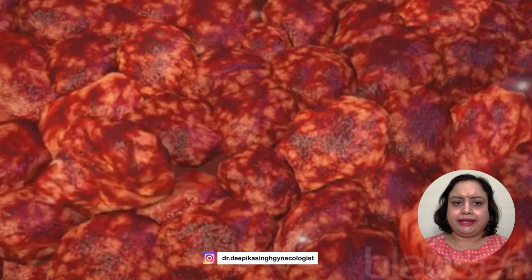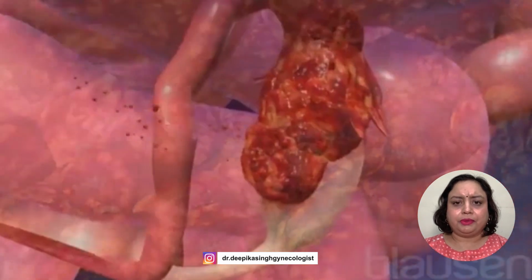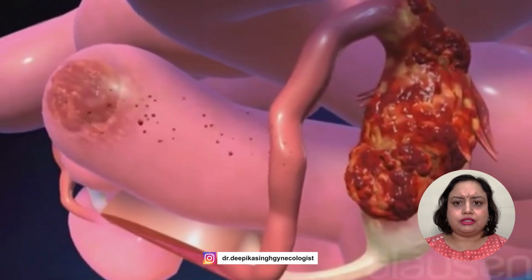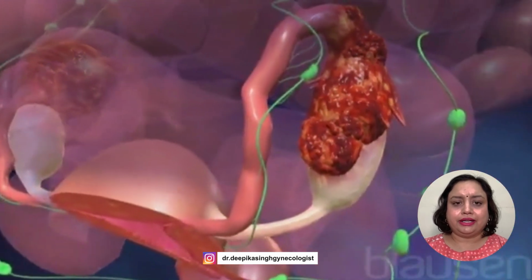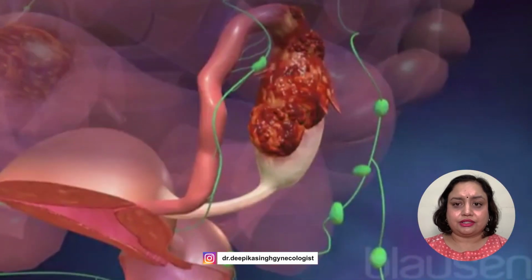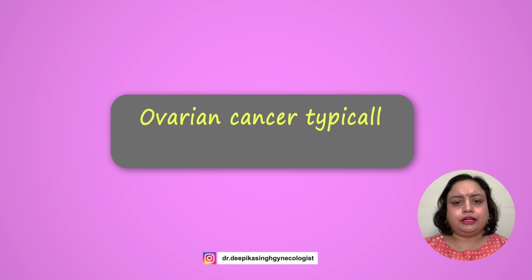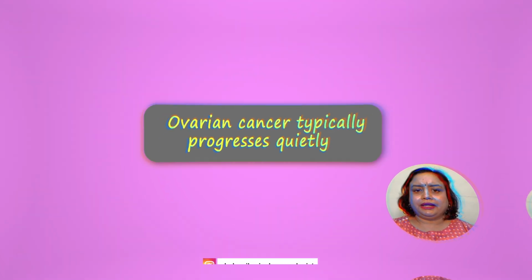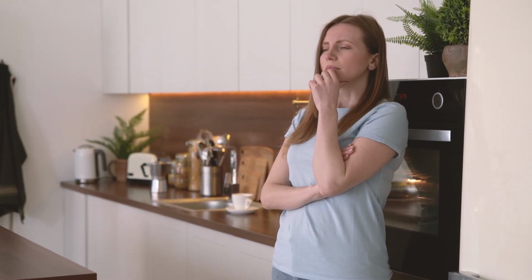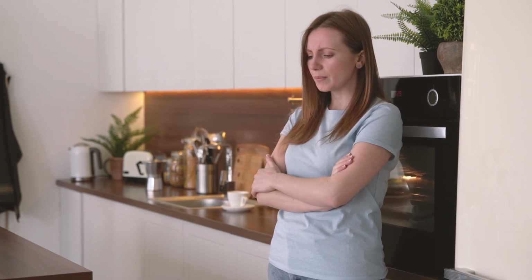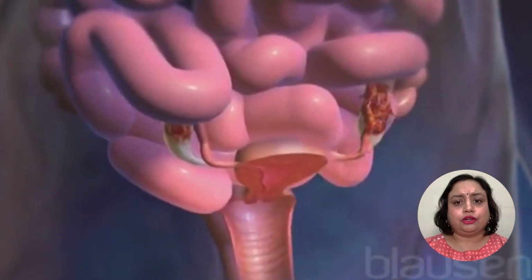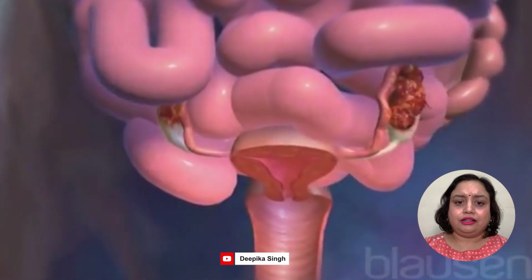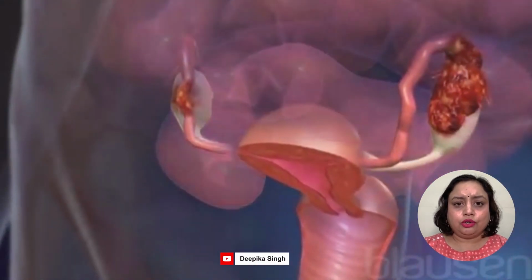The ovaries are vital components of the female reproductive system, but because they are located deep within the abdomen, it can be difficult to detect cancer in its early stages. Ovarian cancer typically progresses quietly and may go unnoticed until it spreads beyond the ovaries. So, the risk factors for ovarian cancer, which can cause the cancer in the ovaries, are not exactly known.